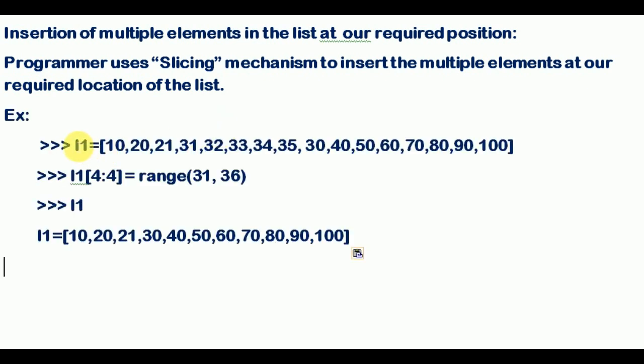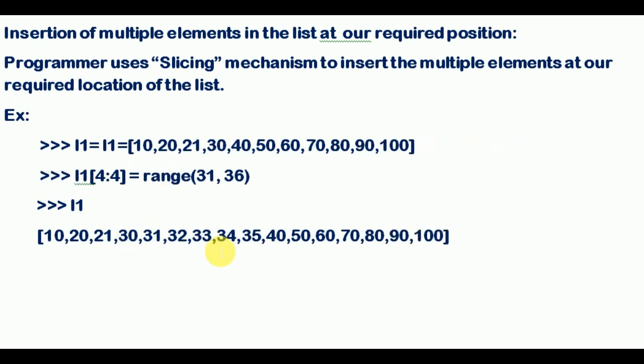In this example we have one list that is from 10 to 100 numbers, and here we use one mechanism. In this we have the range of lists starting from 4th index number, that is 1 2 3 4. So after 31 the value will be inserted. So in this series we have to insert 5 numbers from 31 to 36. So this series would be inserted in between 30 and 40 here. So in between 30 and 40 we use this series.